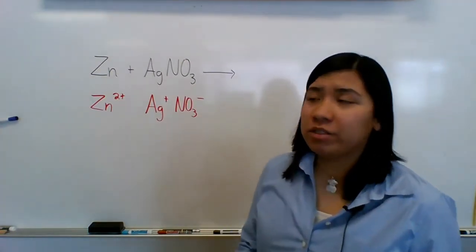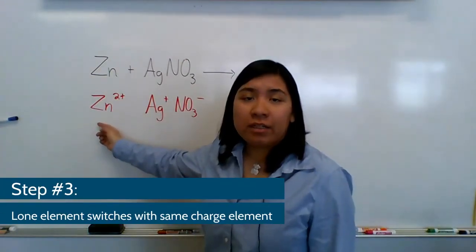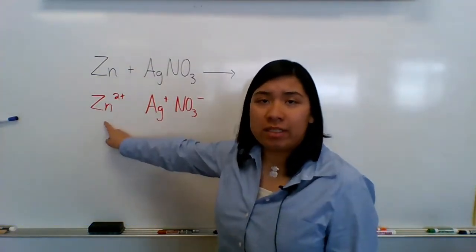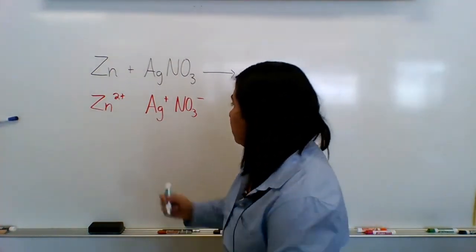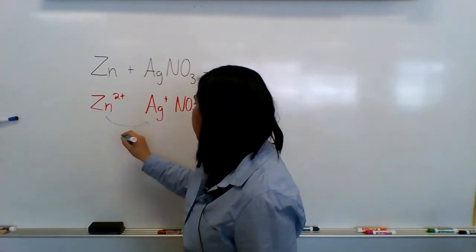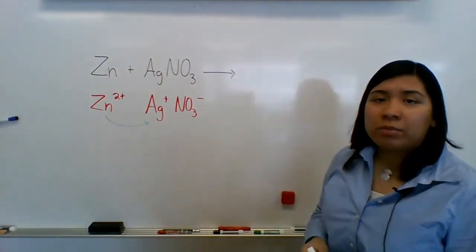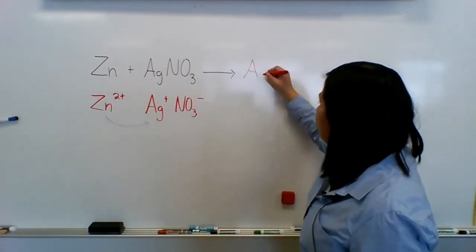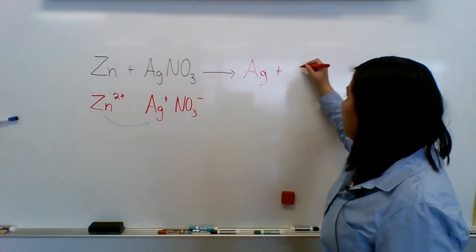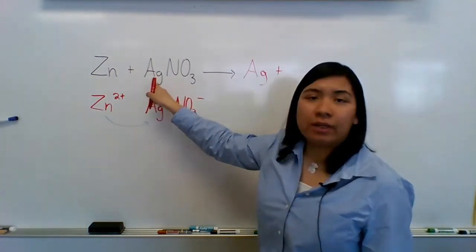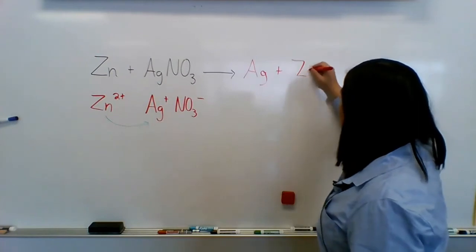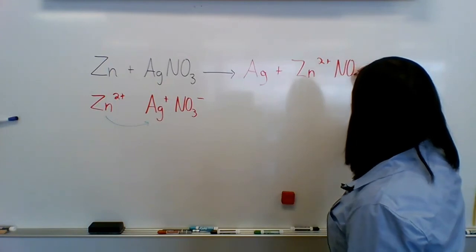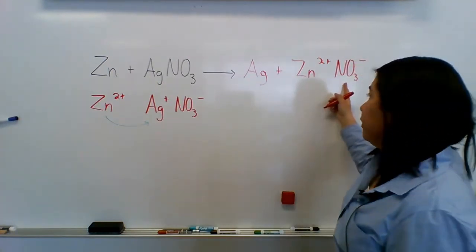So I'm going to go ahead and go on to step number 3. Step number 3, your first element is going to switch with the element in the compound. Since this is a cation, it's going to switch with the cation. So I'm going to put an arrow so that I know what's going on. Now I'm going to put it over here on the product side. So now I'm going to have silver by itself because it switched place with the zinc. And now instead of silver, I'm going to have a zinc. And go ahead and keep your charges just for now. And I also have nitrate right here.